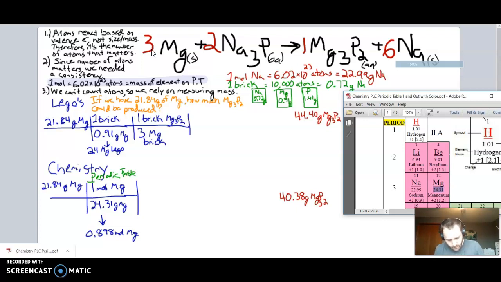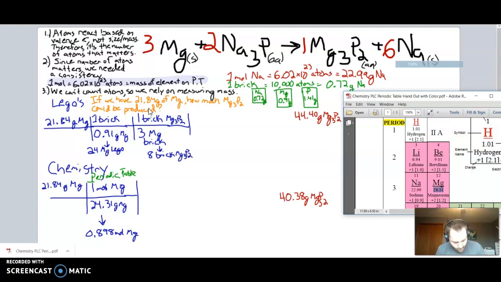Fantastic. A lot of us could actually reason that, well, if I only have 24 bricks here, and I have to give him 3 for 1, how many am I going to end up with? Well, he would be willing to give me 8 bricks of magnesium phosphide.